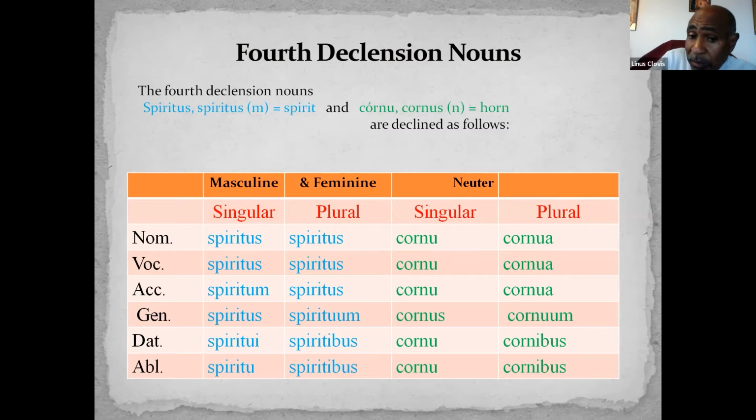And when we look at the neuter, cornu, it's a neuter, so we know nominative, vocative, and accusative are all the same. So it's cornu; we know it's neuter because it ends in u. Cornu, cornu, cornu, and the plural, cornua, cornua, cornua. When we look at the genitive, it's cornus, as we'd expect, the characteristic us, and then cornuum for the plural. The dative is cornu, and then cornibus. So it's easy. It's easier than third declension anyway. I don't expect you to memorize them, but it gives you an idea of what is happening.